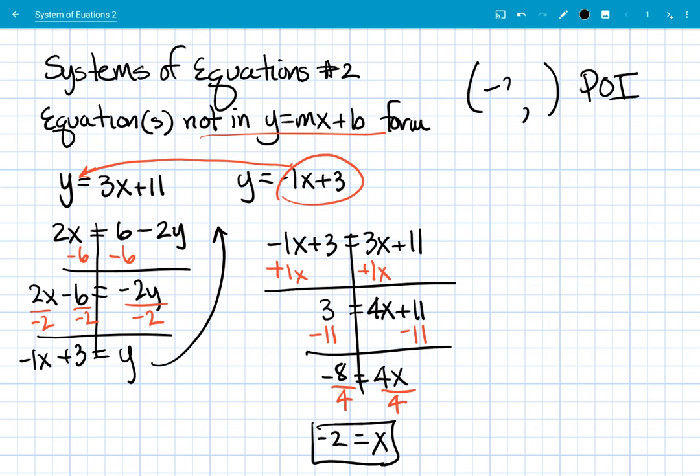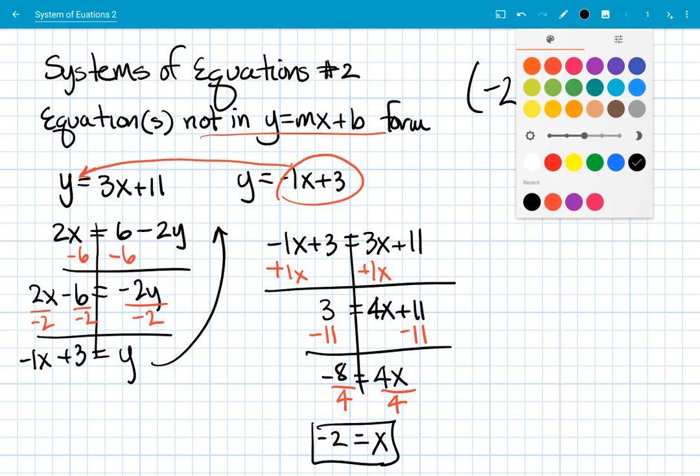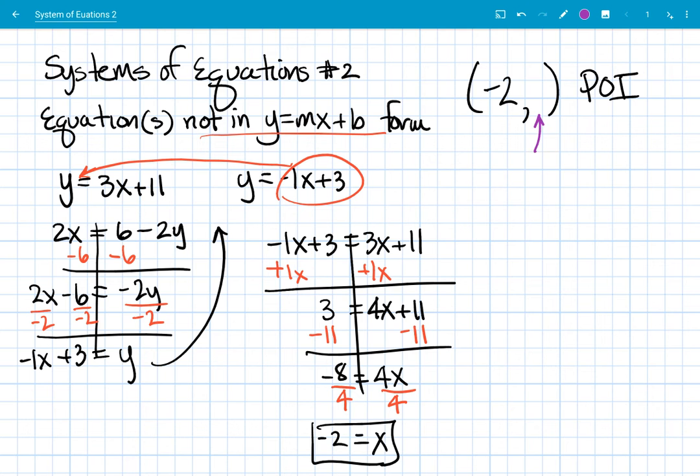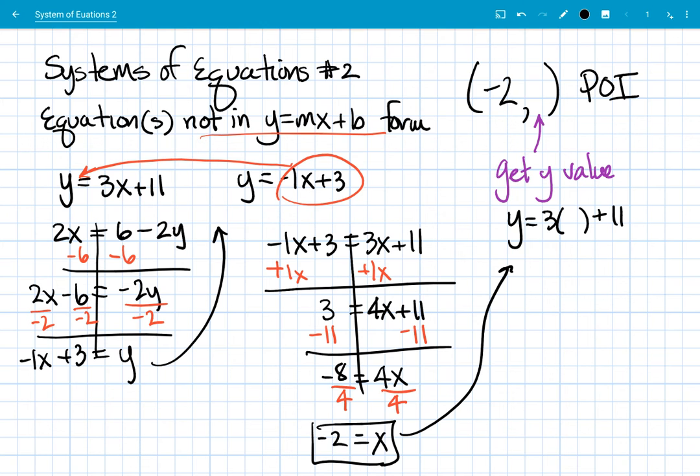So now we know it's negative 2 comma something. And just like the other day, we need to get the y value. We want to use the original equation. So I'm going to use the top equation from the original set. So it's 3 times what we think x is, then plus 11. And we have that the x is a negative 2. So that's going to be negative 6 plus 11, which is 5. So according to that equation, when x is negative 2, y is 5.